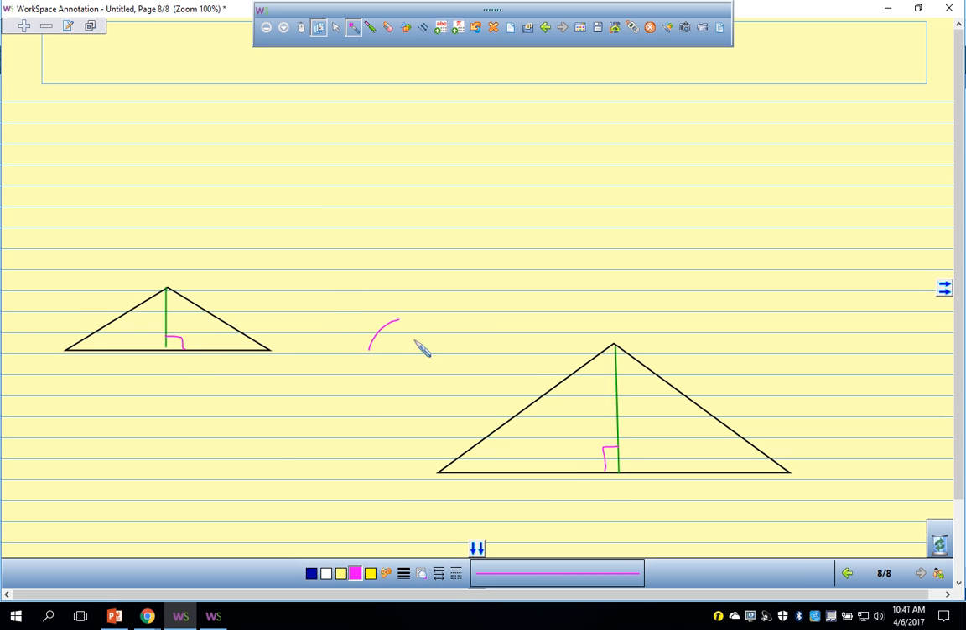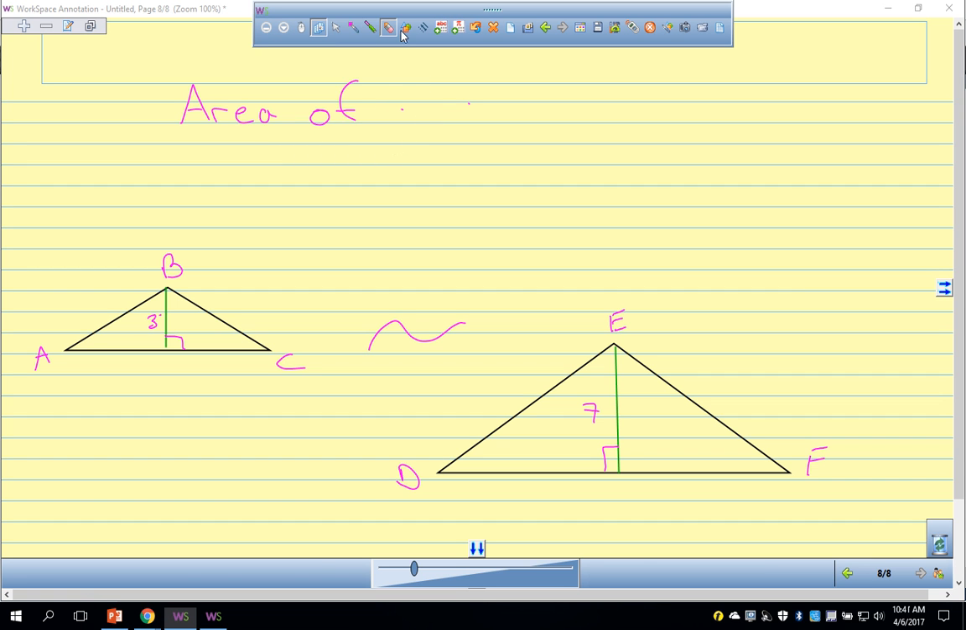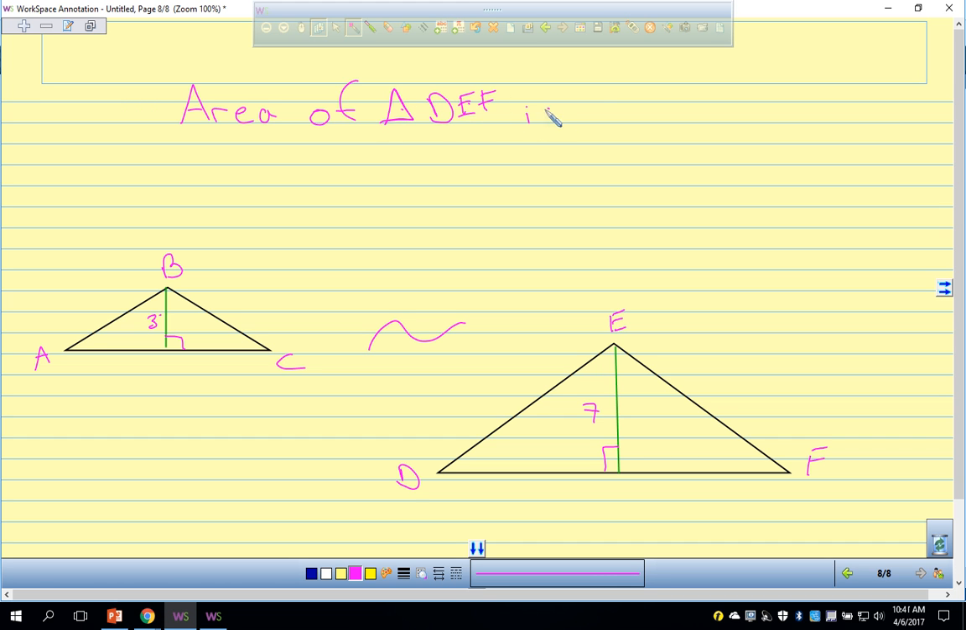And I tell you that these two triangles are similar. And I say that this is 3, not 5, I meant to say 3. And this is 7. I'm going to call this triangle ABC, and this triangle DEF. And I'm going to tell you that the area of triangle DEF is 98 inches squared. Okay?